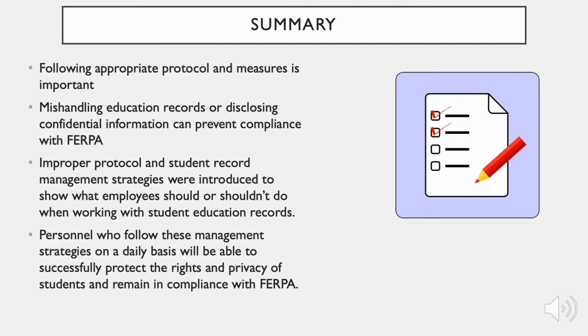In summary, it is incredibly vital to take appropriate measures when handling education records. Mishandling education records or disclosing confidential information about a student can prevent an institution from being in compliance with FERPA and can result in severe consequences. Proper protocols and student record management strategies were introduced to explain what employees should or shouldn't do when working with student education records. Higher education personnel who follow these management strategies and measures on a daily basis will be able to successfully protect the rights and privacy of students and remain in compliance with FERPA.